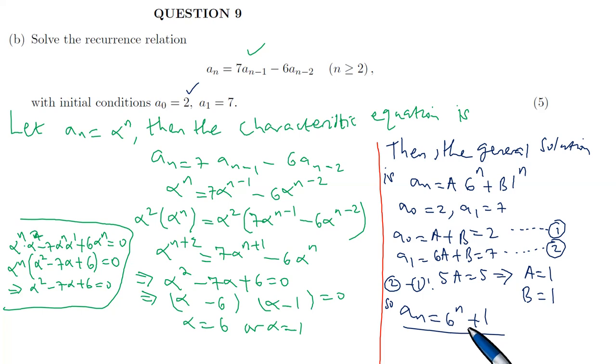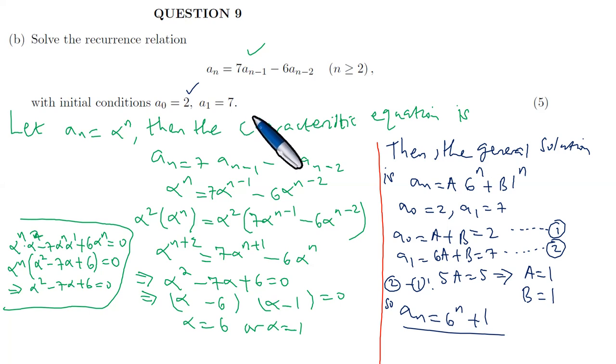How do we know if this solution is correct? We can check by getting a_0, the initial conditions. So if n is 0, then 6 to the power 0 is 1. So a_0 is 6 to the power 0, 1. 1 plus 1 is 2. And when n is 1, 6 plus 1, 7. So a_1 is 7. So this is correct.